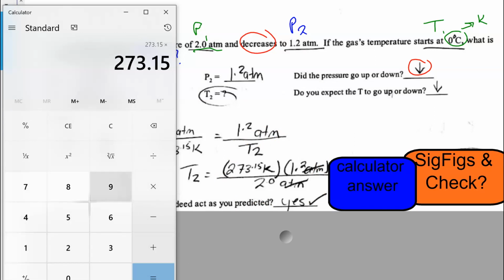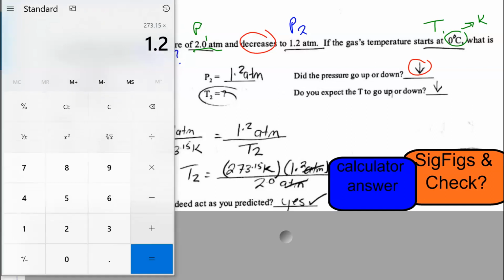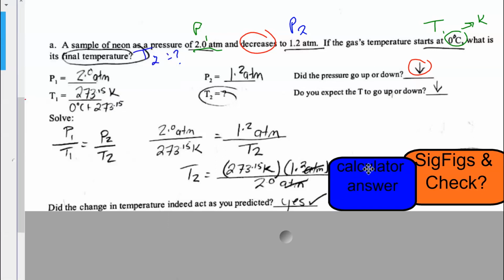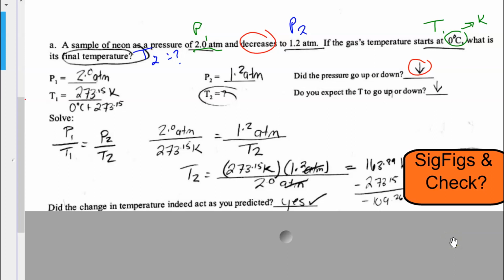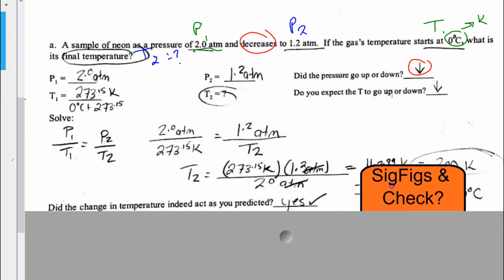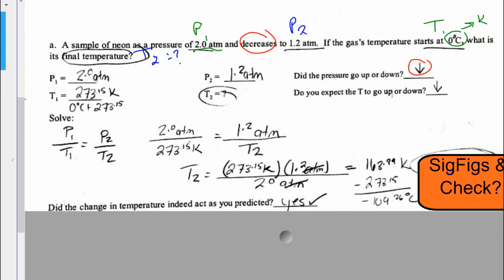273.15 times 1.2, and then divide by 2, we should get 163.89. Yep. But now we need to do our sig fig check. We got the problem in Celsius, so we probably should report it back in Celsius.